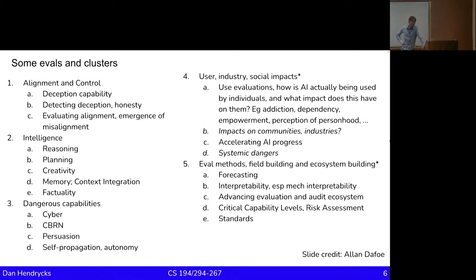Maybe you want to measure intelligence, and so we need to have a planning benchmark or a creativity benchmark. Perhaps the memory is very important to benchmark as well or evaluate. If we're looking at hazardous capabilities, you might want to look at its cyber offensive capabilities, or whether it knows things about chemical, biological, radiological, and nuclear weapons. That's that CBRN thing there. Maybe we want to evaluate how does the model impact society. So can it be used to accelerate AI progress?